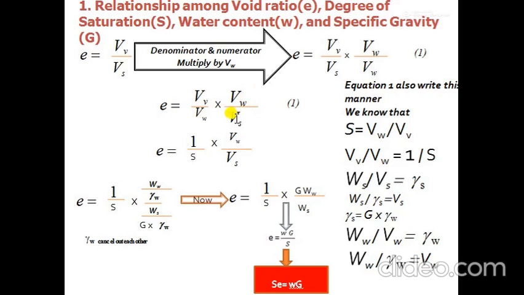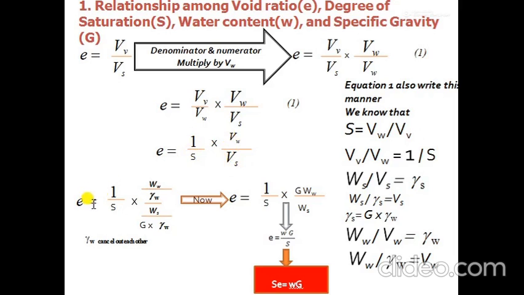Now we know that degree of saturation S is equal to volume of the water upon volume of voids. But in our equation 1, we have volume of voids upon volume of water, which is the inverse of degree of saturation. So we can write this equation in this manner also: 1 upon S into volume of the water upon volume of the solid.